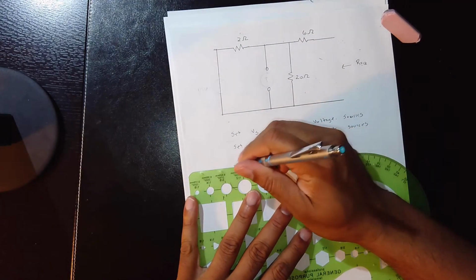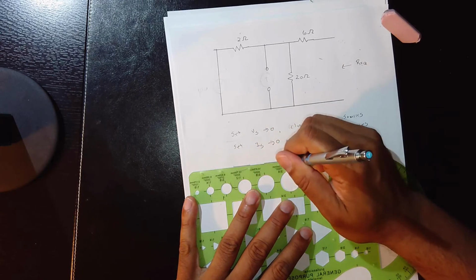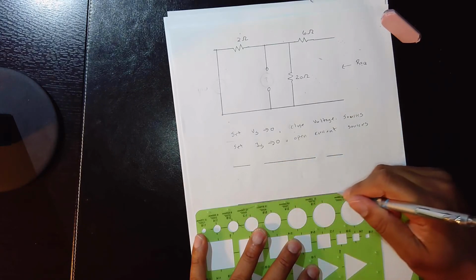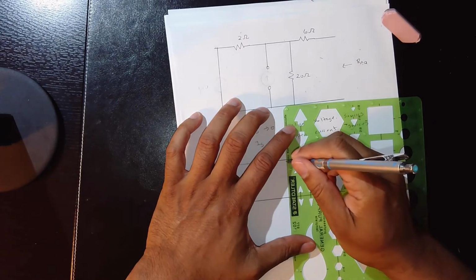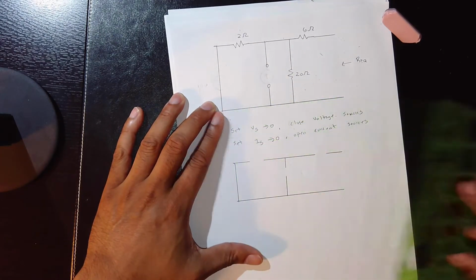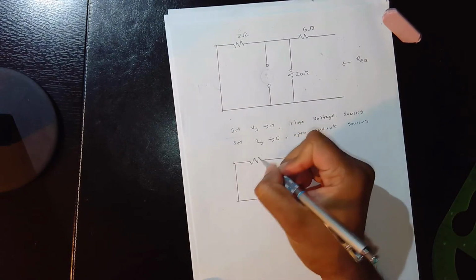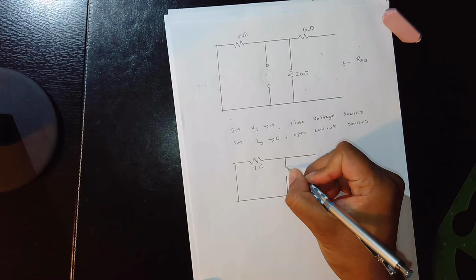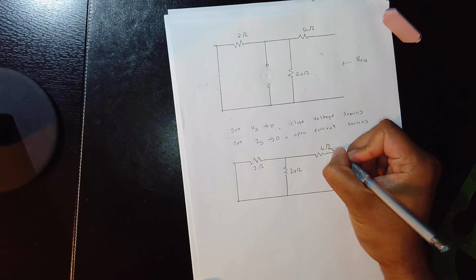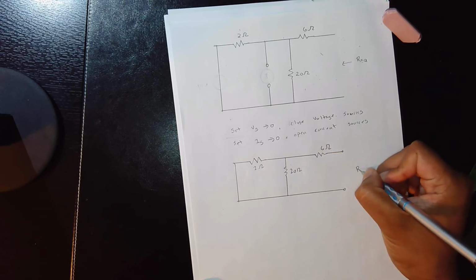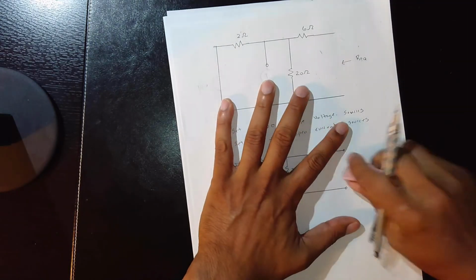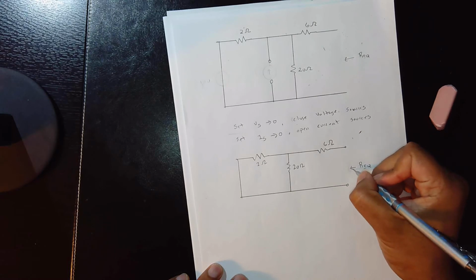I'm going to redraw the whole thing real quick. It won't take very long. Okay, just like that, and you can work along with me. It looks like this. Now the problem is very simple. 2 ohms, 20 ohms, 6 ohms. Now our R equivalent is from this perspective, from looking at this open circuit here.